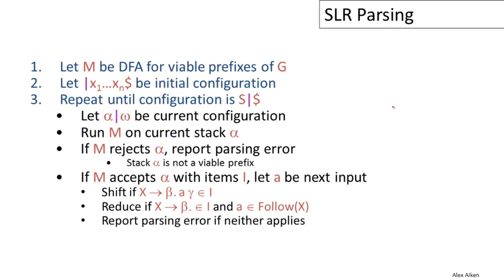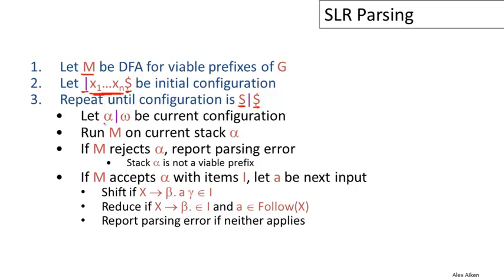So now we're ready to give the algorithm for SLR parsing. M is our parsing automaton that recognizes viable prefixes. The initial configuration is going to be with the vertical bar all the way to the left, so the stack is empty. This is our full input, and we append dollar to indicate the end of the input. And now we're going to repeat until the configuration has just the start symbol on the stack and dollar in the input, meaning all the input is gone, and we have reduced the entire input to the start symbol.